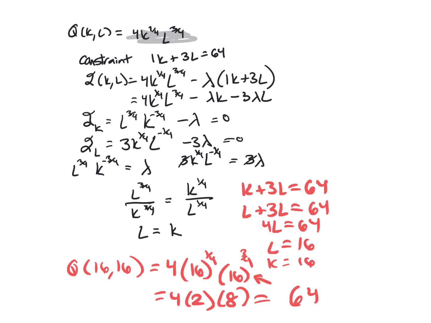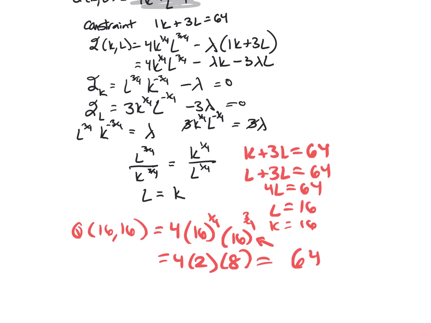So the only possibility was when both are 16, and that max production level was 64. Okay, that was 8.